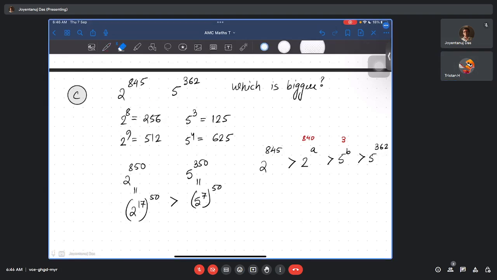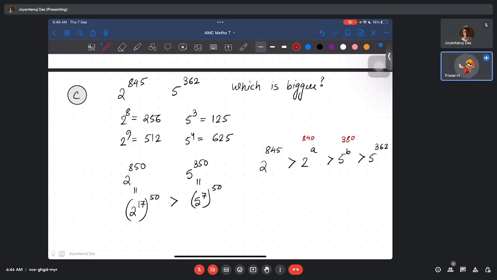What about 380? That will be, I think, 20. We can take out 20 common, right? Yes, so it would be more helpful. So you would get 2 power 42 to the power of 20, and then 5 power 19 to the power of 20. Yes, but that also you have to calculate, right? Yes.